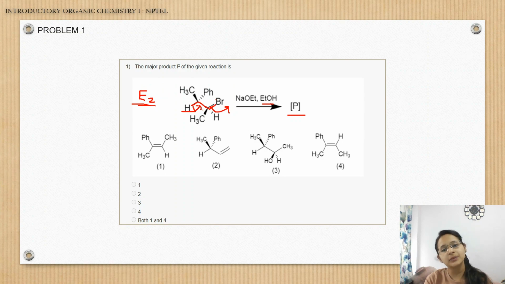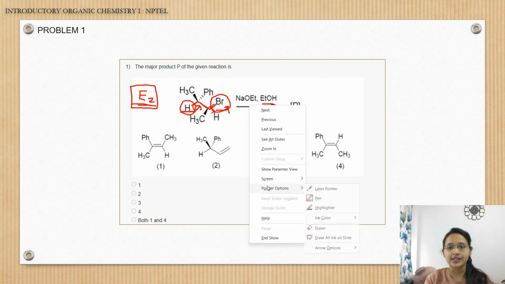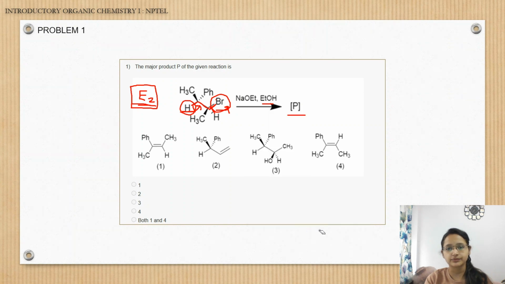other. Anti-periplanar means it should be anti in configuration with this hydrogen and Br to get leaved out. E2 elimination has a rule that both the proton and the leaving group should be anti-periplanar to each other so that an alkene will be generated. So this is the basic concept behind the E2 elimination.